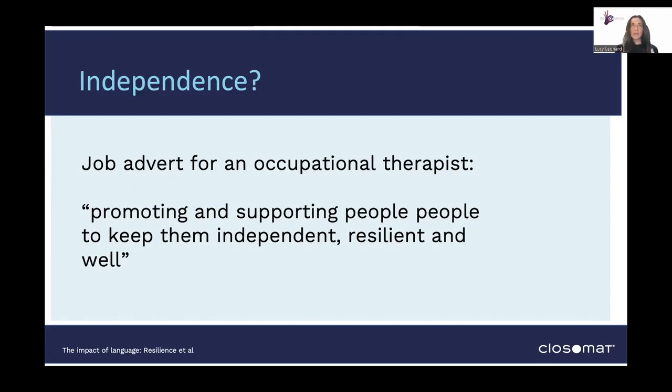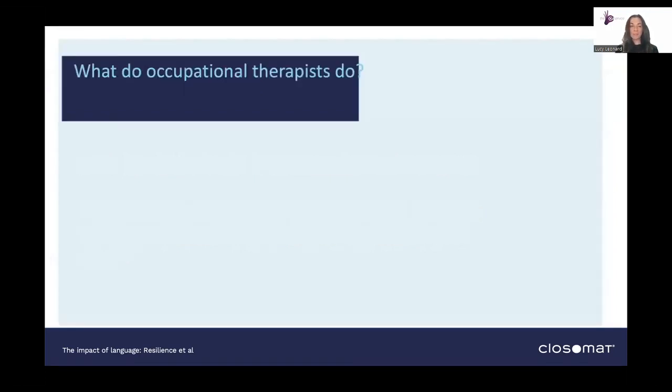And again, whilst researching for this presentation, I found a job advert for an occupational therapist. And as part of this blurb, not in the job description, but as part of the blurb in the advert, it said, promoting and supporting people to keep them independent, resilient, and well. So I thought those words were really interesting, a really interesting use of the words independent, resilient, and well. And I'm now going to reflect on those words.